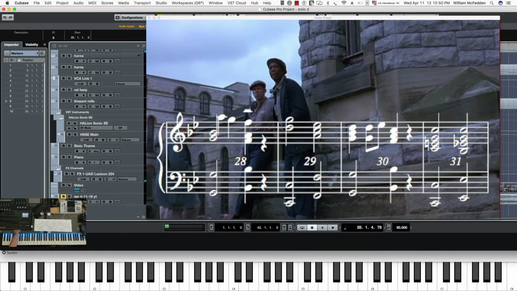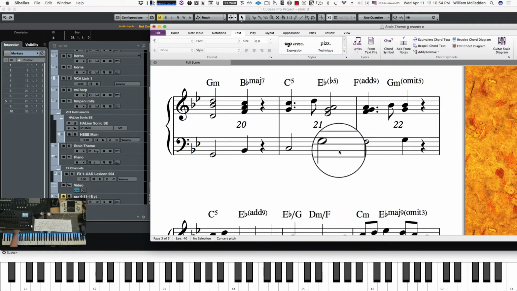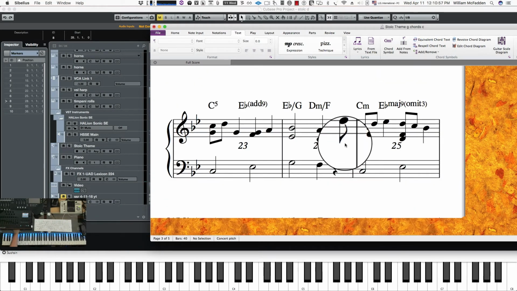Okay, so we went up to 27 there. So in 23, we have the C5, no 3rd. So here we just have an E flat over G, and then a D minor over F, and then we're at a C minor in 25.